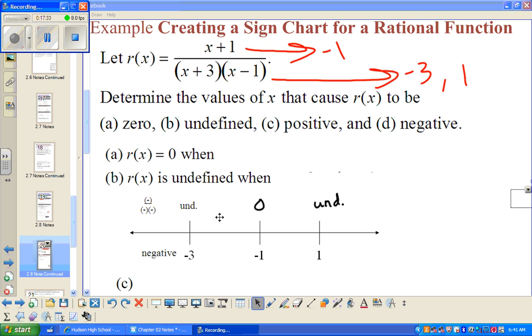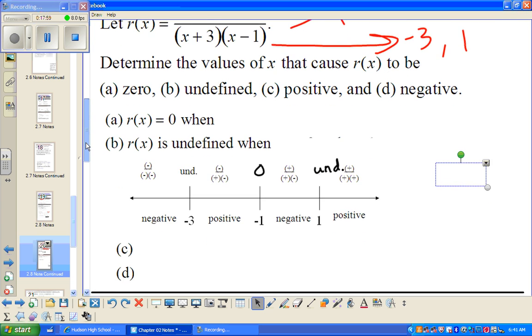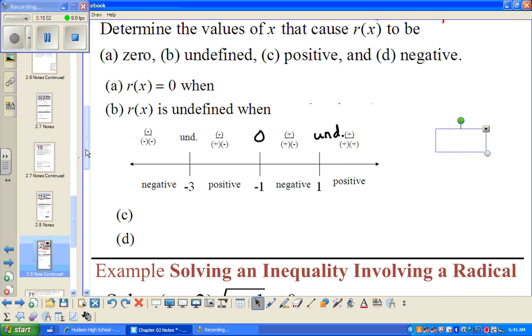So your chart should be done. Should look something like this. You get a positive value between -3 and -1, negative between -1 and 1, and positive for everything greater than 1. So where is the chart going to be positive and where is it going to be negative? That's the next question. Go ahead and write that down. Your sub can pause it if you need more time, or you can if you're doing this at home.